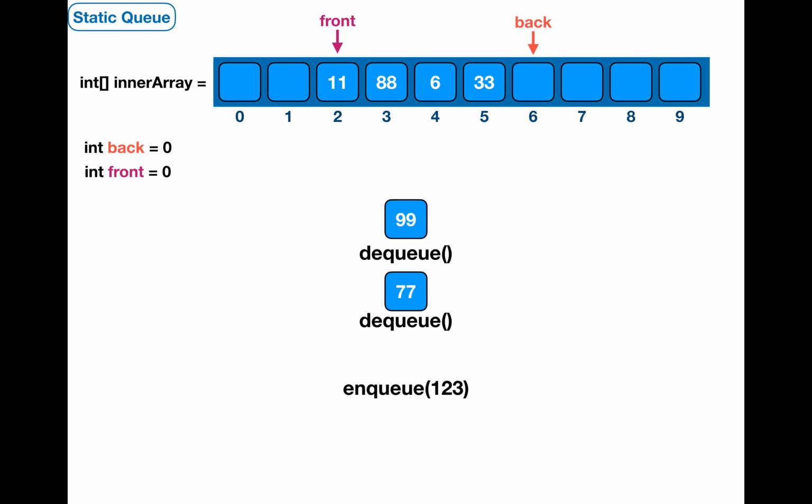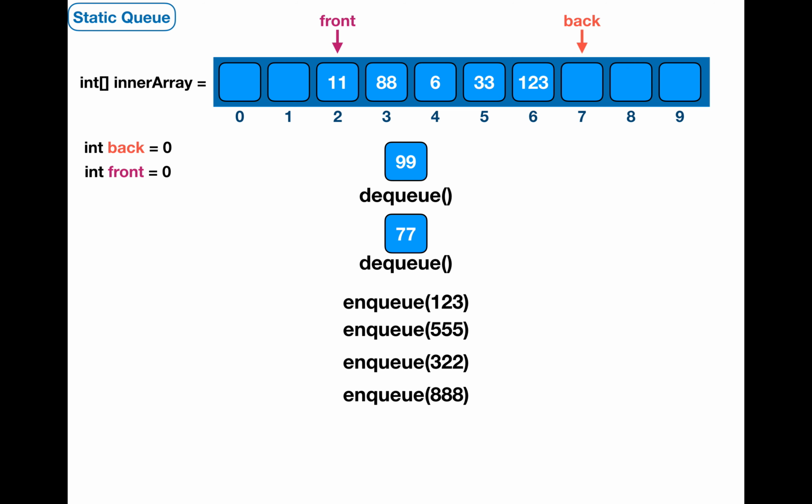As we continue to do this, maybe we want to enqueue something. So if we want to enqueue, then we just use back. Go ahead and enqueue at the back and then move back forward. And this seems like it's working just right. Let's say that we want to enqueue 3 more things: 555, 322, and 888. We do this, and it's also perfectly fine. But if we wanted to enqueue one more time, say we wanted to enqueue the number 1, this would say that it's full. We have no way of saying use up the other spots that we already got rid of. So we need some way to make sure that we wrap around.